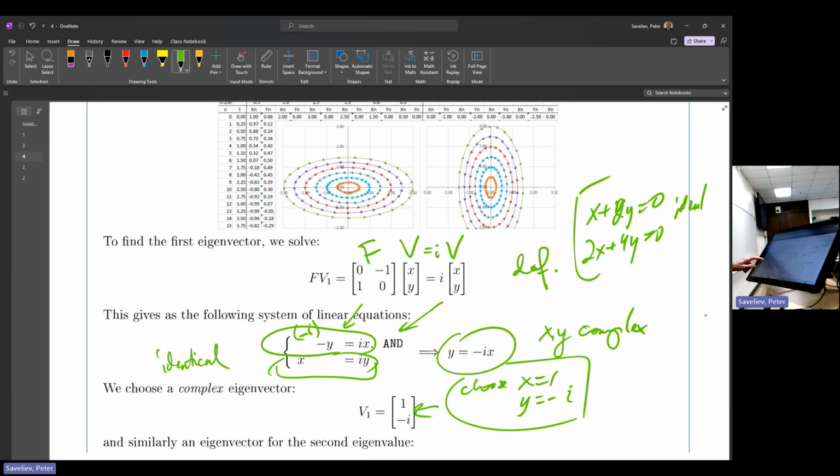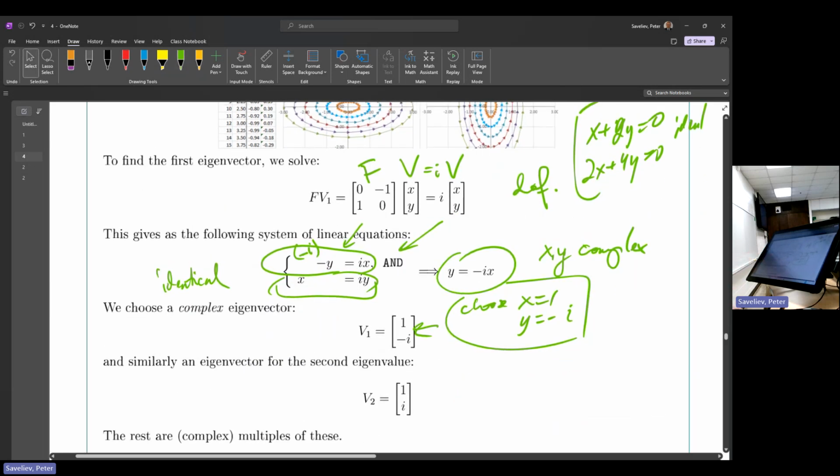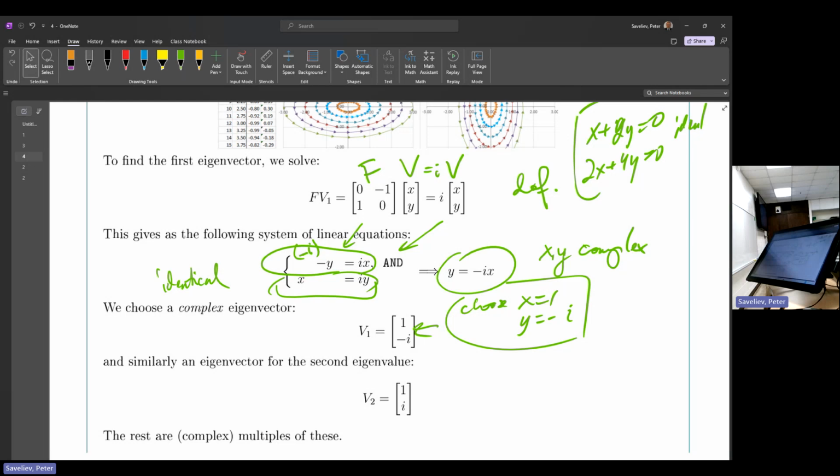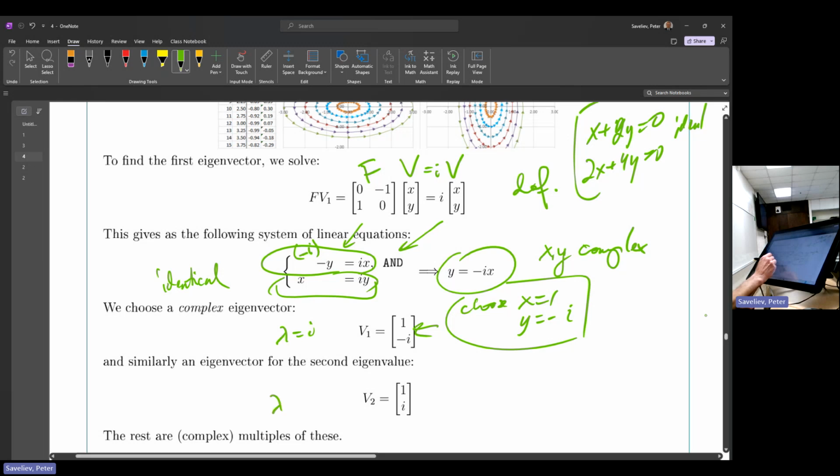Okay, so the second eigenvalue works out exactly the same way, the same procedure we went through before. It just takes a little bit more. The difference is you have to be comfortable with complex numbers and carrying out these computations, but the plan is exactly the same. The logic is the same. The conclusion is the same, except you have i's appearing here and there. So one is the second eigenvector. For this one lambda is equal to i, and here lambda is equal to negative i. The rest are complex multiples of these.